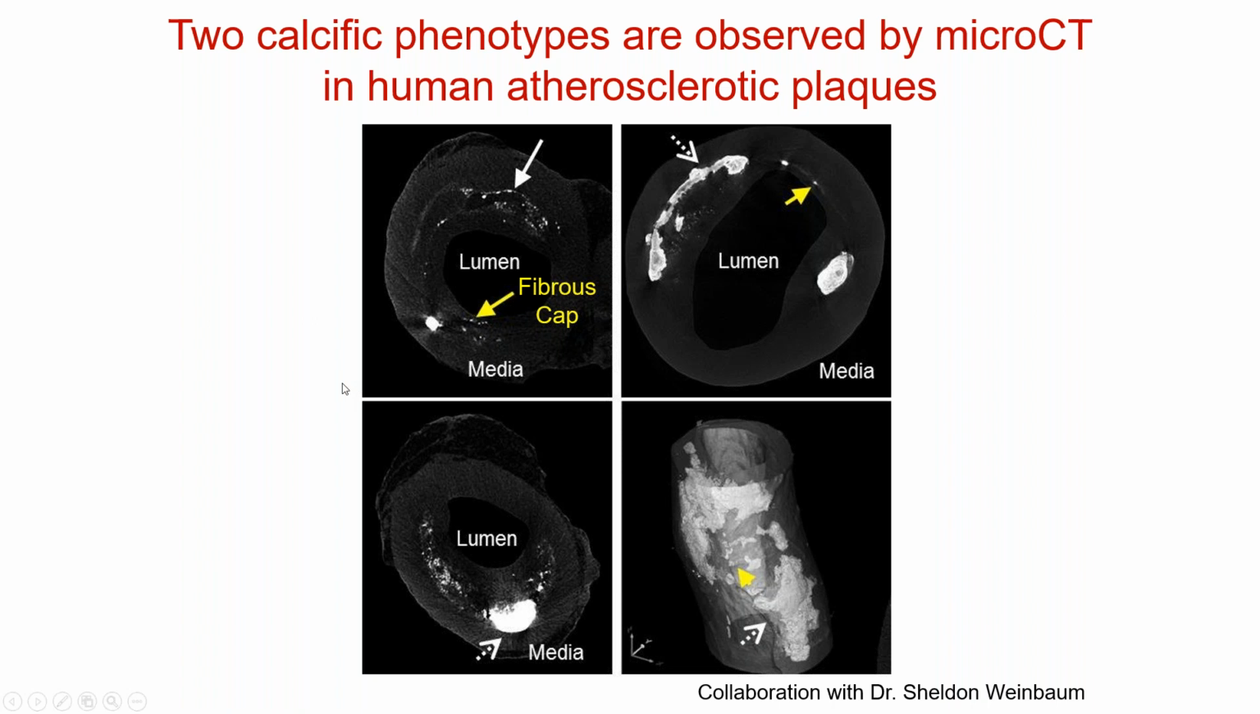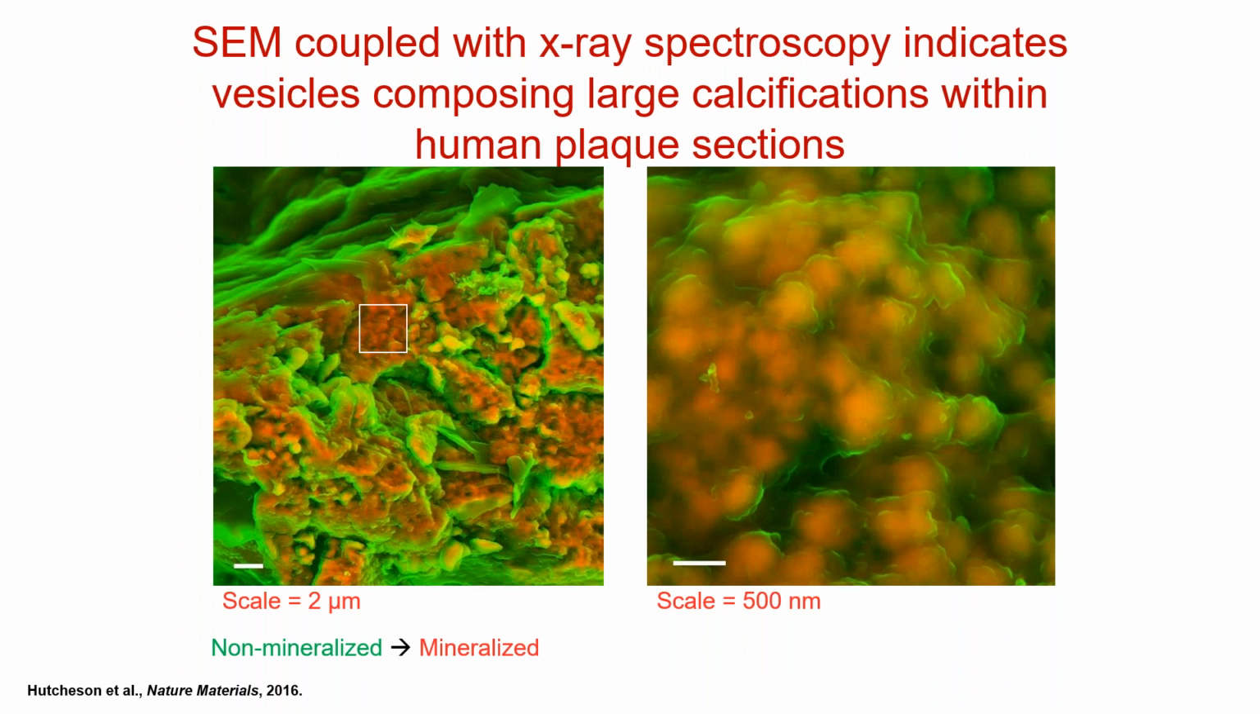And when we took a closer look at some of these plaques, this is using scanning electron microscopy with X-ray spectroscopy to look at mineral, and this is density-dependent color SEM that you're seeing here. So the orange color you're seeing here is mineral. The green that you're seeing here is other extracellular matrix components, mostly collagen, we think. And if you look at these calcifications, you'll notice that they're very heterogeneous. It's not like a single sheet, like we may often think of mineral. It's made up of these much smaller substructures on the order of hundreds of nanometers.